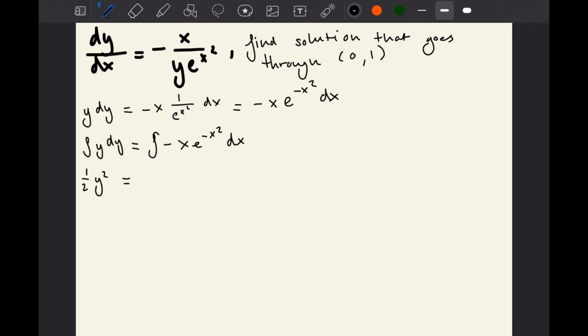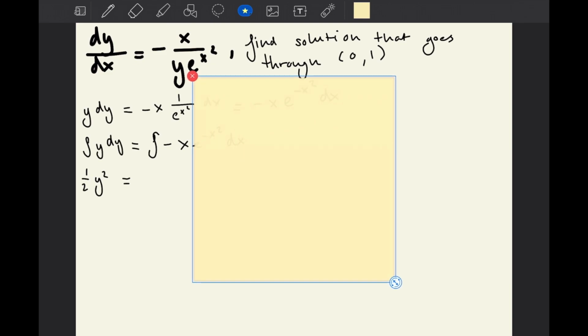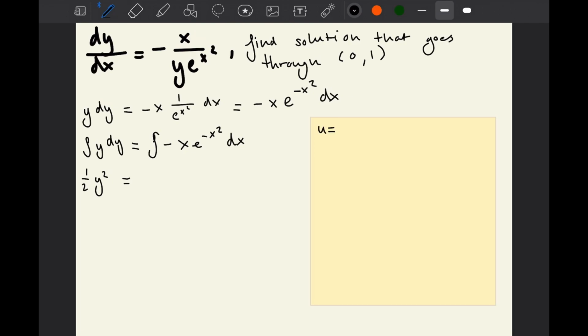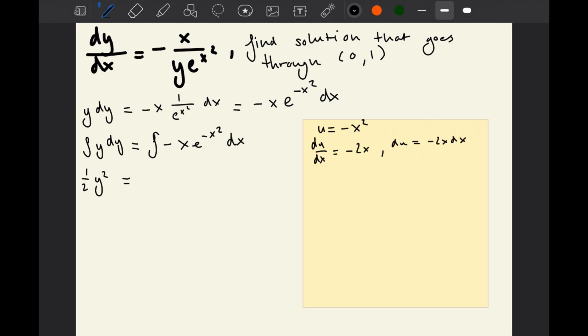So let me get out a sticky note so I make this quite clear in its separation from what we're doing. So let u be negative x squared. Then du with respect to x is going to equal negative 2x. So du is going to equal negative 2x dx. And then here, if we apply this, we're going to have the integral of, and we have to make this even, so we have to put 1/2 in front, and then we can do negative 2x times e to the power of negative x squared dx.